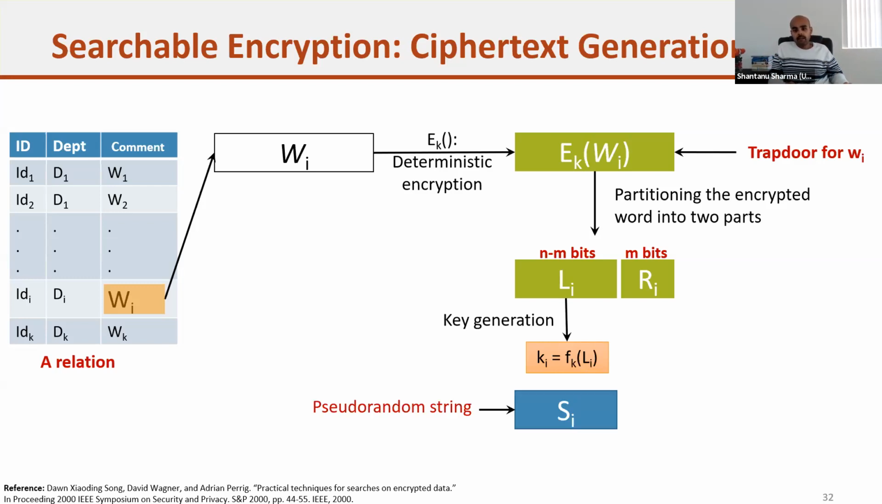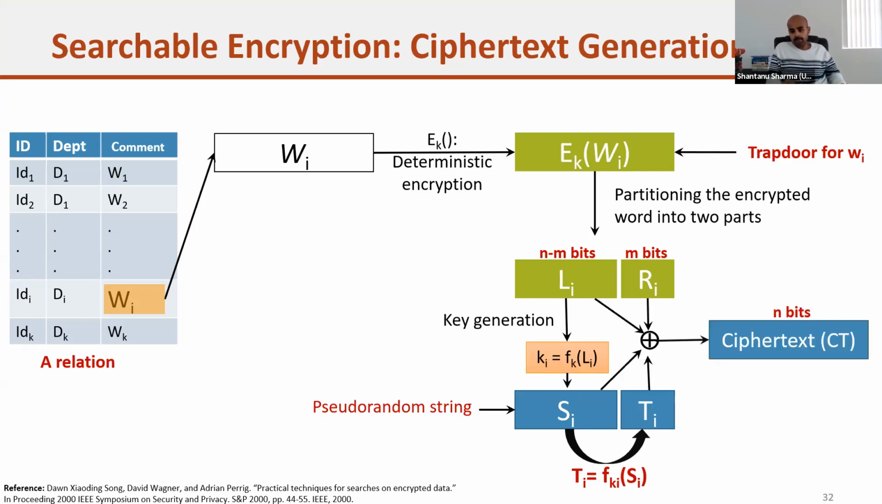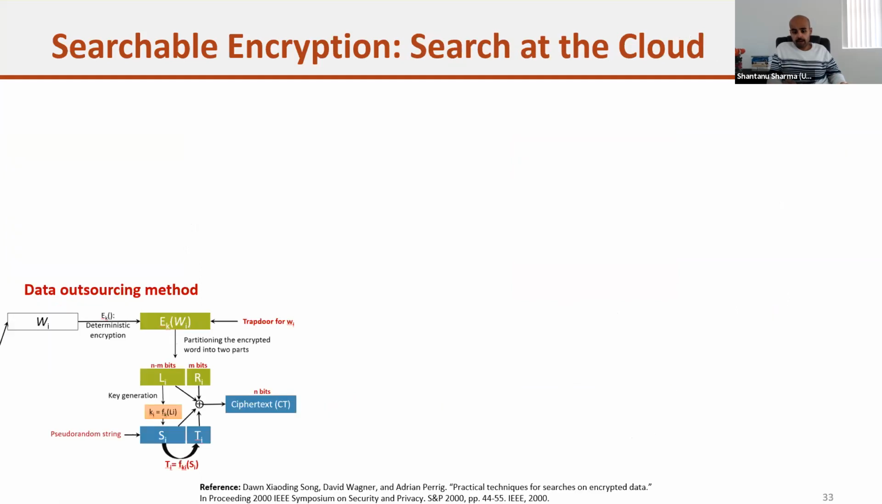Now I take a pseudo random string. On this string, I will perform the function with the key that is generated by implementing the function on the n minus m bits. It will give me a different value, that is Ti. Now I mix all these values, and this gives me the ciphertext, and I will outsource this. The bottom corner shows what I outsource to the cloud.